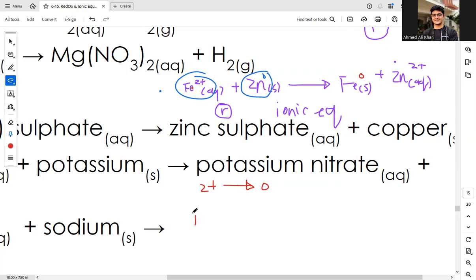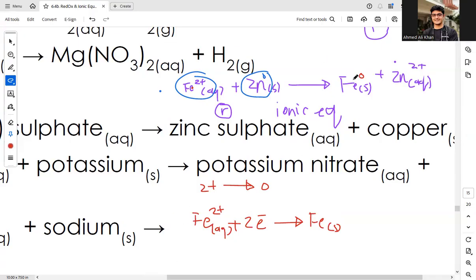So in the reduction half of the equation, we'll just simply write iron 2 plus, right? And it is reduced, so it gains 2 electrons, and then it becomes iron solid, with zero oxidation state. And always remember to put the state symbols. So this is the reduction half of the equation, right?